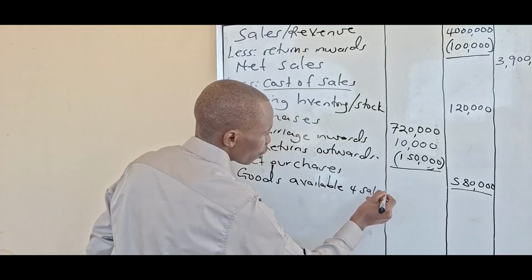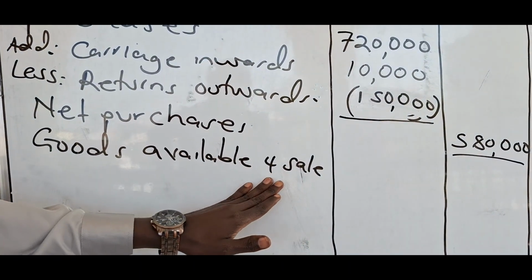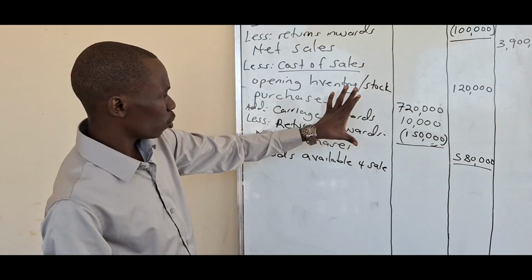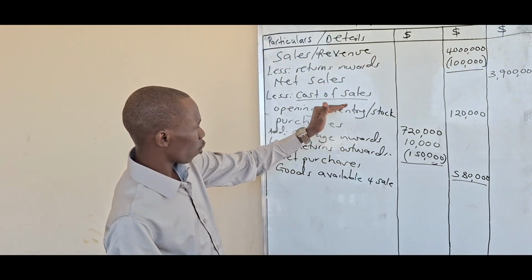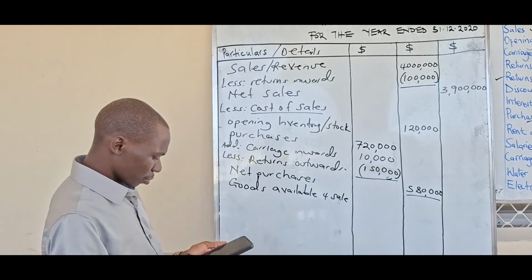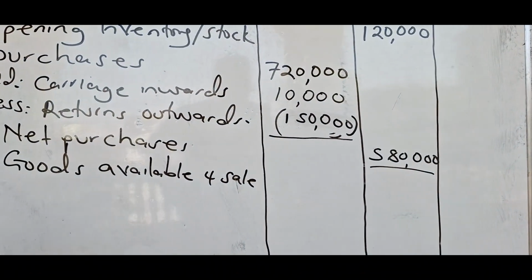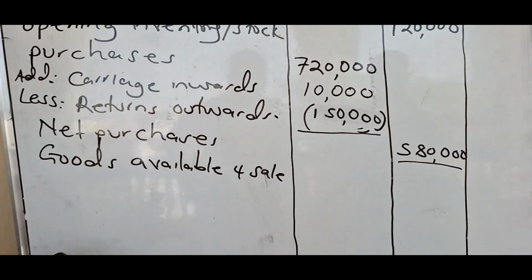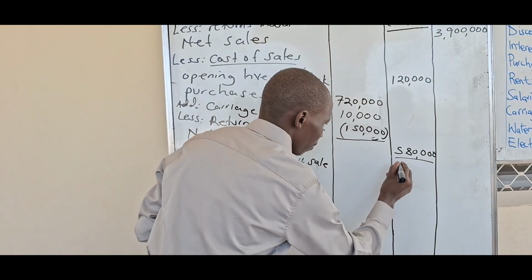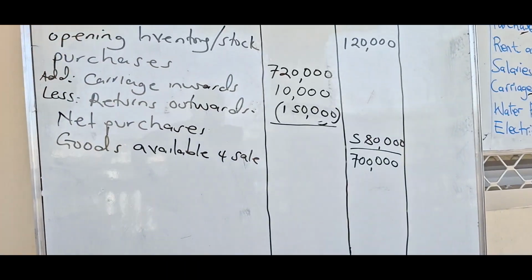No one will give you this. You have to determine it. If you check in our question, you can't find goods available for sale. You can only find it by using this formula, opening stock plus net purchases. So when we add our net purchases plus our opening stock, you will get 700,000. Hope we are moving.